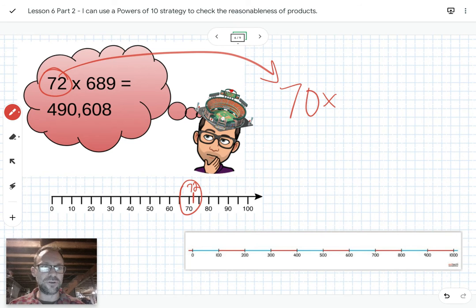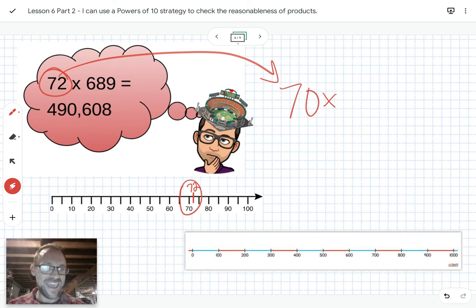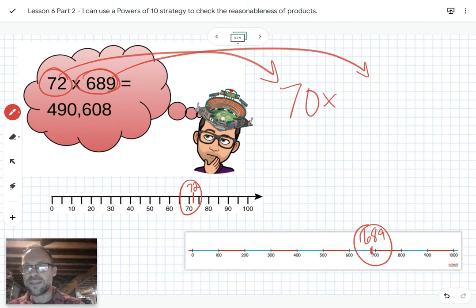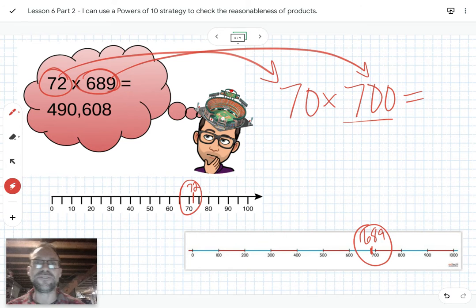And now we have to do 689. So let's go ahead and use our 0 to 1,000 number line. And let's see, here's 300, 400, 500, 600. 89 would be way close to 700 right over there. So that's like right about here is 689. That's really close to 700. So let's go ahead and call 689 700. So now our extended math fact in step 2 of this process is 70 times 700.